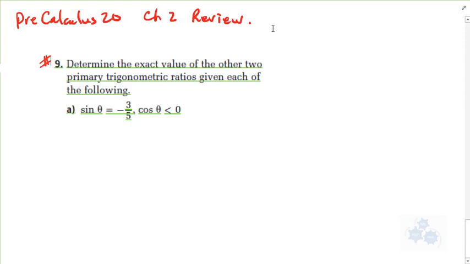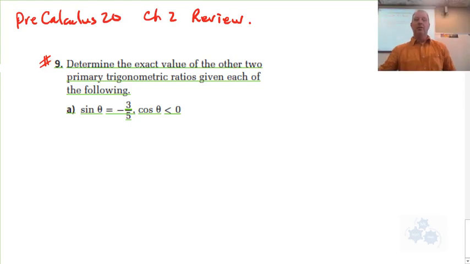This is question number 9. It says, determine the exact value of the other two primary trig ratios given each of the following. So for A, we are given that sine of theta is negative 3 over 5.